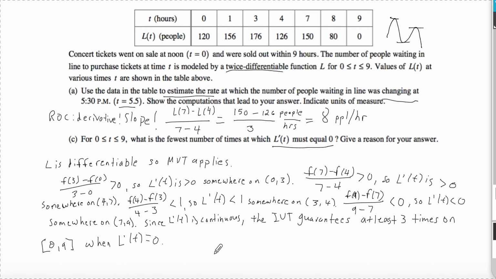If you want to reiterate this, basically we showed that L prime of t goes from positive to negative, goes from positive to negative, back to positive, and then back to negative. We did that with our MVT, and then we used the IVT to say we have to have a 0, 1, 2, ooh, I wrote a 0 there instead of a negative, and then back to negative. So we have to have zeros in the L prime at least 3 times.